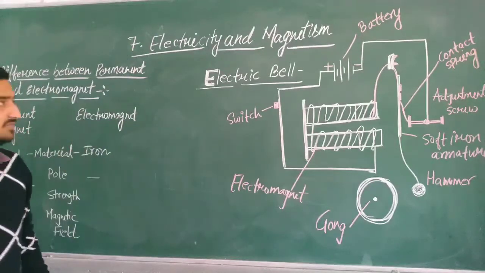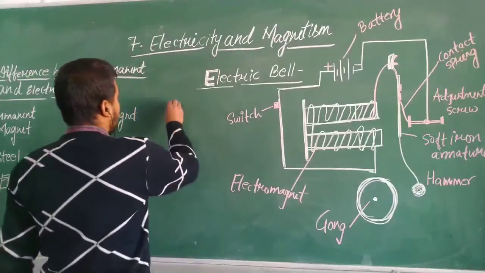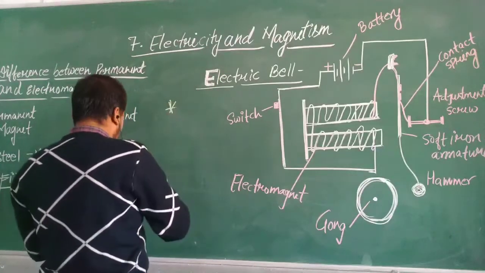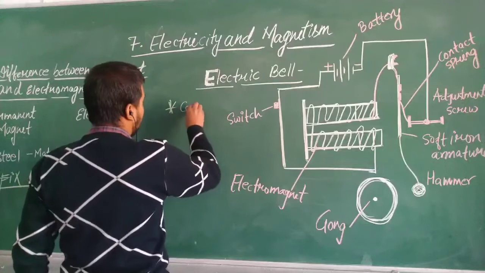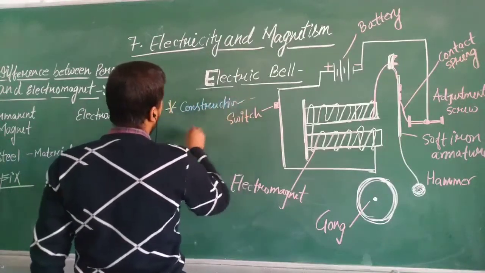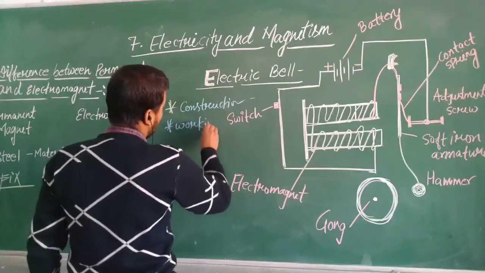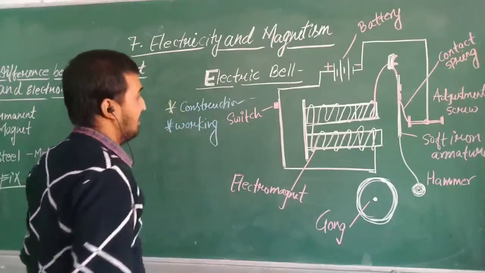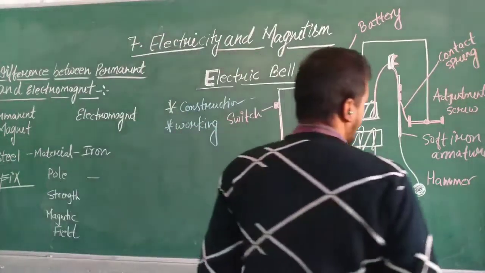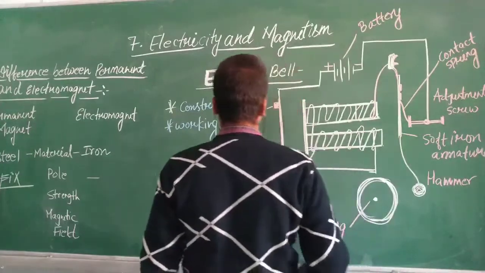Now the electric bell. There are different things. Mainly we have to understand its construction and working. The construction is very important. First of all, just try to understand the instruments that are being used.